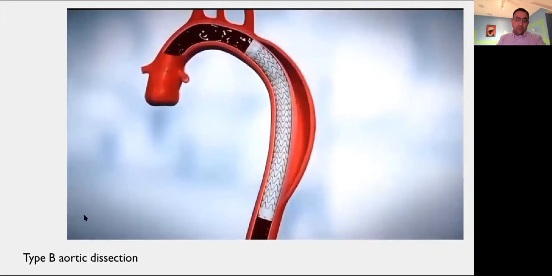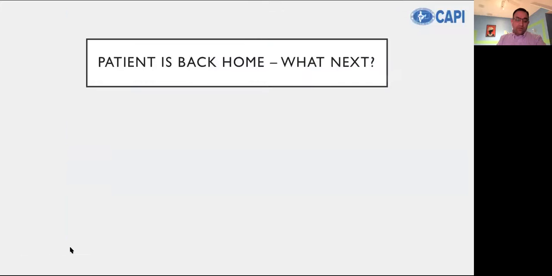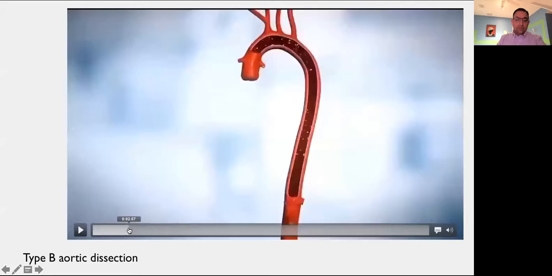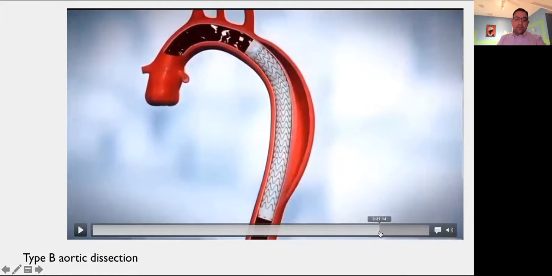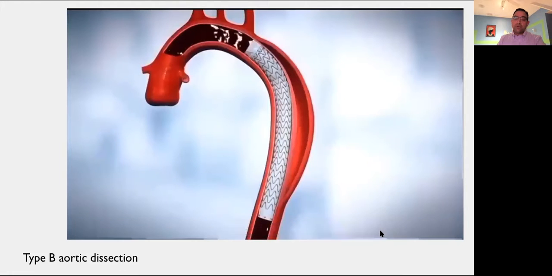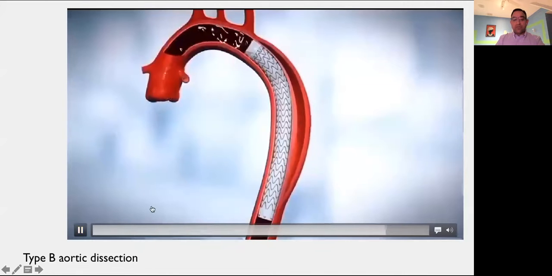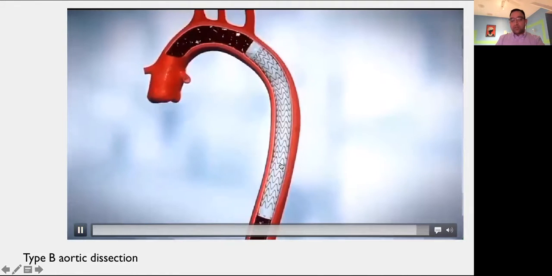And what is happening here is, as you place that stent graft, you have obliterated the flow in that false lumen, and the blood is now going just in the true lumen, or the main intended lumen of the artery. And then this portion of the artery, the aneurysm, starts collapsing and just remodels itself.